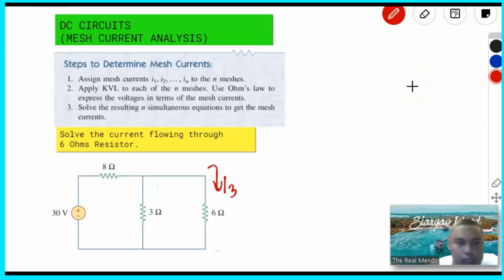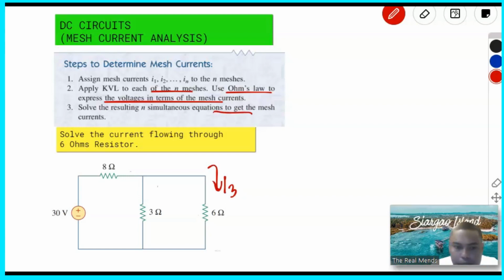This is the mesh current analysis. So we have here the steps to determine the value for the mesh currents. So first is assign mesh currents I1, I2, and In to the n meshes. Next is apply KVL to each of the n meshes and use Ohm's Law to express the voltage in terms of the mesh currents. And then the result is simultaneous equations to get the mesh currents.